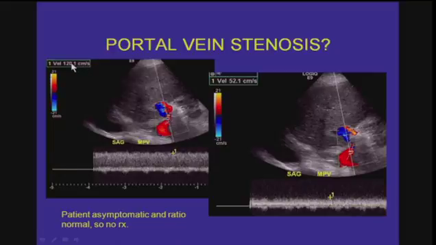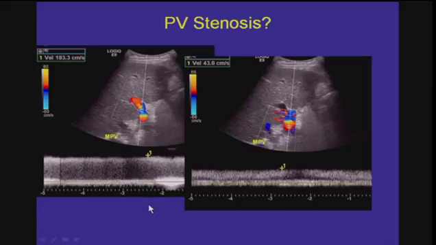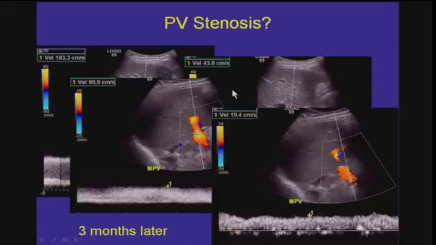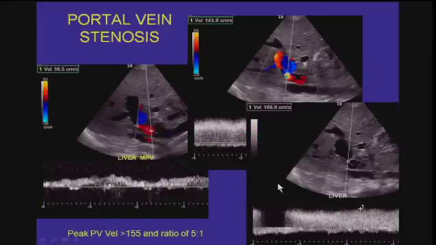velocity is 120. So, and the ratio was normal, so it's not a 3-to-1 ratio. And the patient was asymptomatic, which is the most important, so no therapy was done. Here's another patient, high velocity, over 155, and a good ratio here, but 3 months later, velocity is normal, and even though there's still a ratio, the patient's asymptomatic and nothing needs to be done.